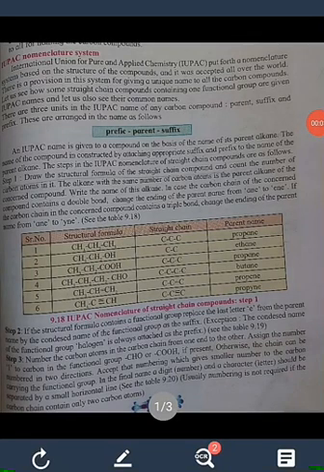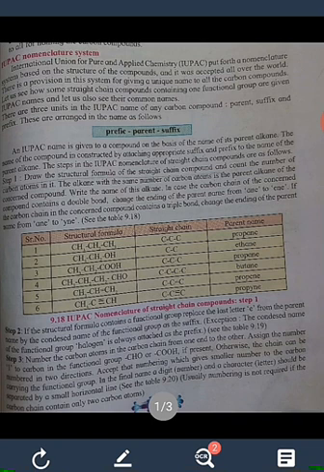IUPAC Nomenclature System. International Union for Pure and Applied Chemistry, and the short form is IUPAC. This IUPAC nomenclature system is used for carbon compounds. How it works, today we discuss this thing.